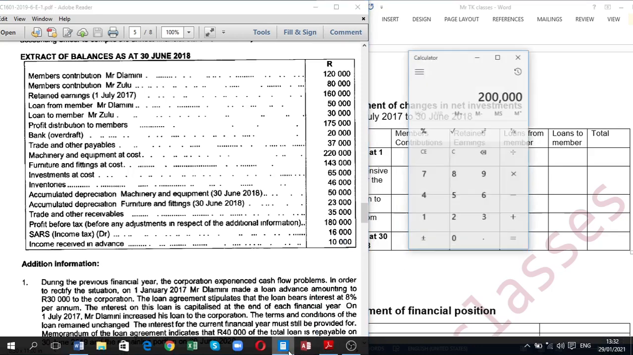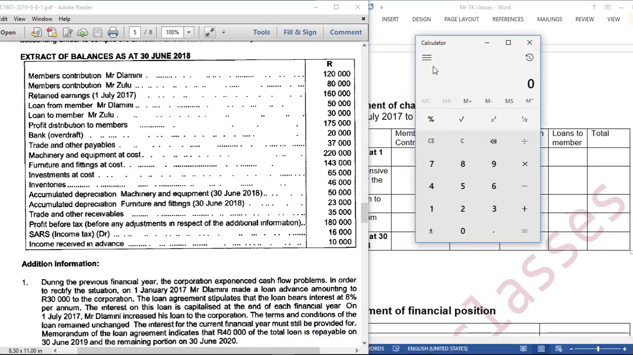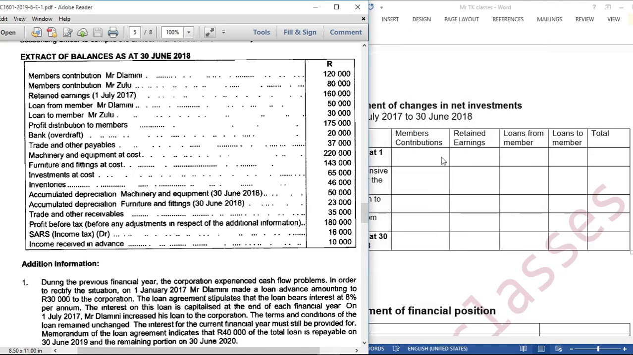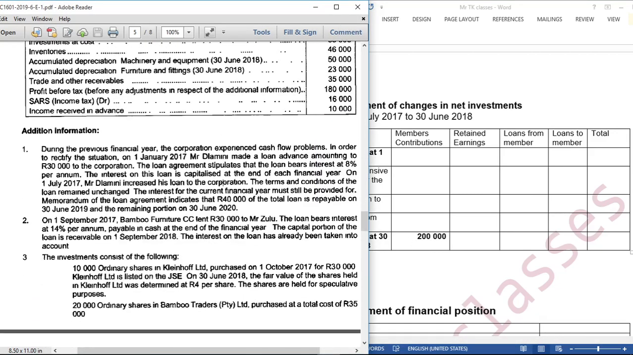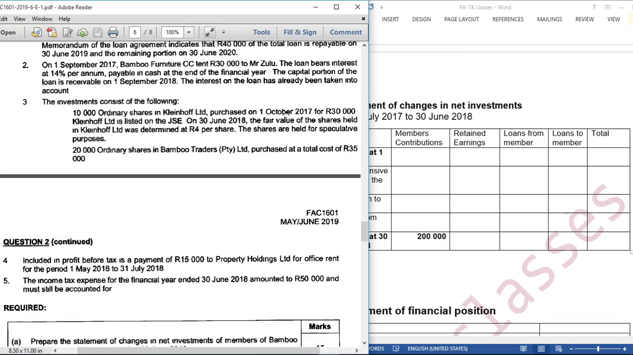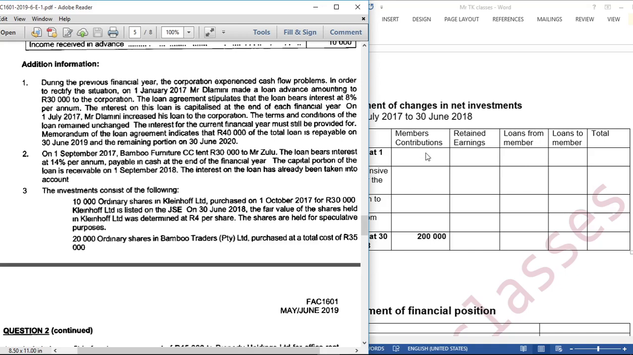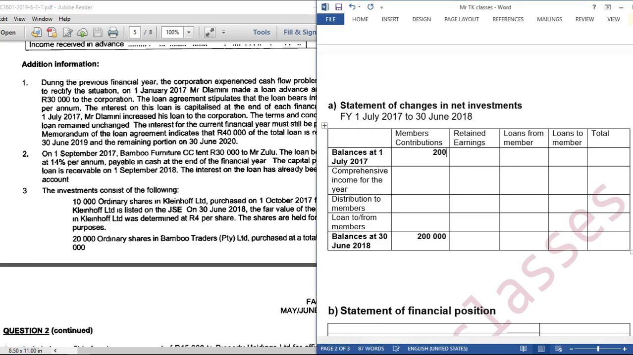What are the amounts? We are going to say 120,000 plus 80,000. We are going to get 200,000. Then now let us check if there are any changes that happened during the year. We will be checking in our additional information. All right. We can see that there are no changes which happened during the year. So it means that our members' contributions started as 200,000 because there are no changes which happened during the year.